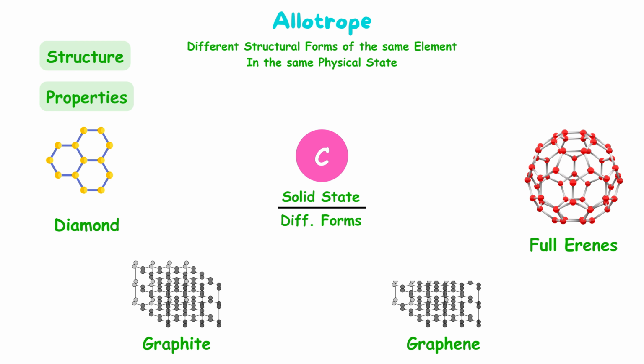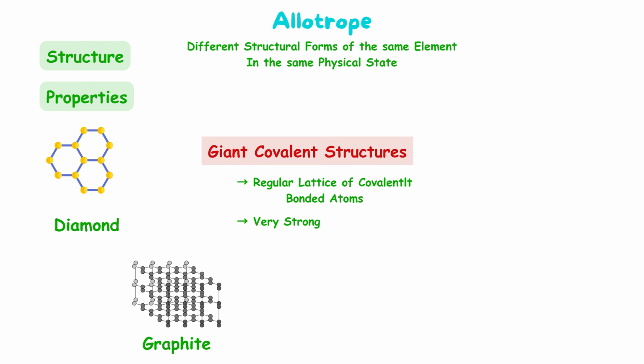Now, both diamond and graphite are examples of what we call giant covalent structures. This means that they are composed of a vast number of atoms bonded together in a repeating, regular lattice by strong covalent bonds, which gives them both impressive strength.